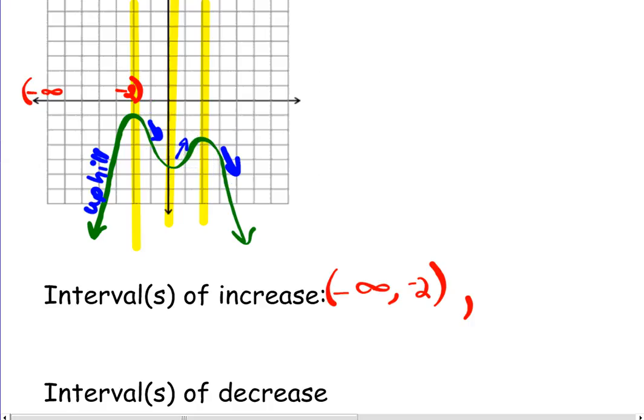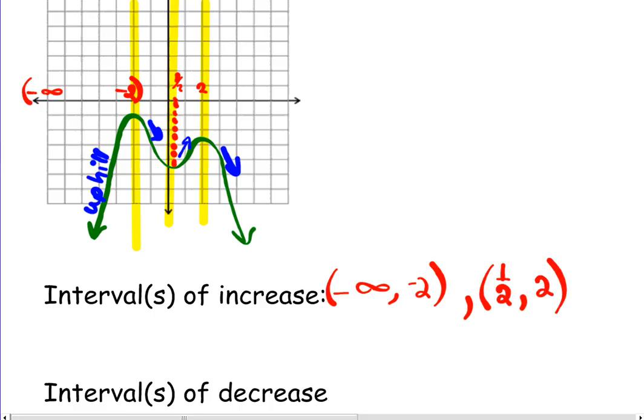Now, my next interval of increase happens right here, where you see this upward arrow. This one, it's going uphill. So I'm going from about, looks to be, about a half, positive 1/2 to about 2. So that is 1/2 to 2. Those are my intervals of increase.